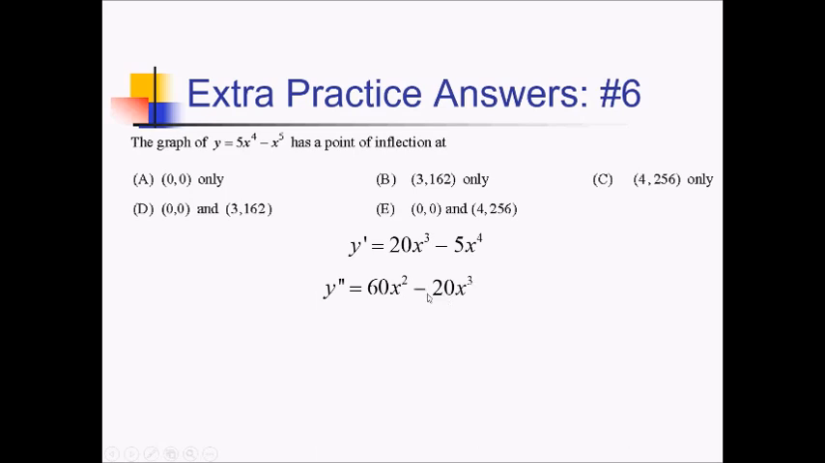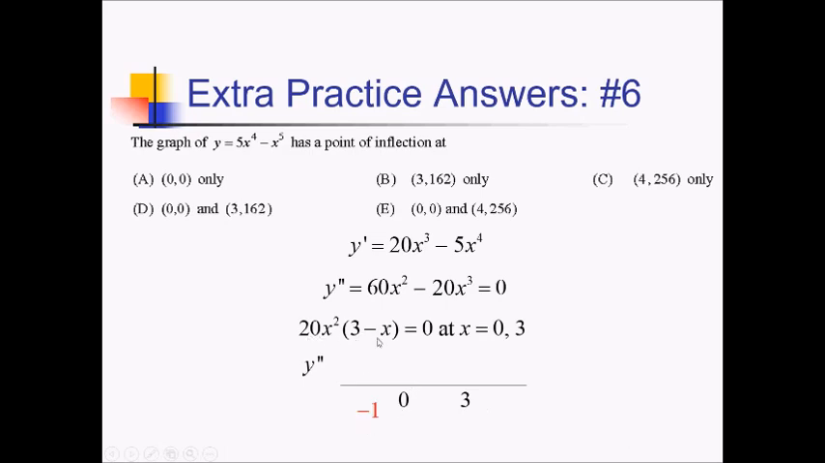And we want to find some critical values and do some sign analysis. So let me set this equal to 0. And to solve this, I can factor out a 20x squared. That's going to leave me with a 3 minus x. And then I see that I have critical values at x equals 0 and positive 3. So putting those both on an f double prime number line, or a y double prime number line, so 0 and 3, critical values. Let me test something to the left of 0, like negative 1.